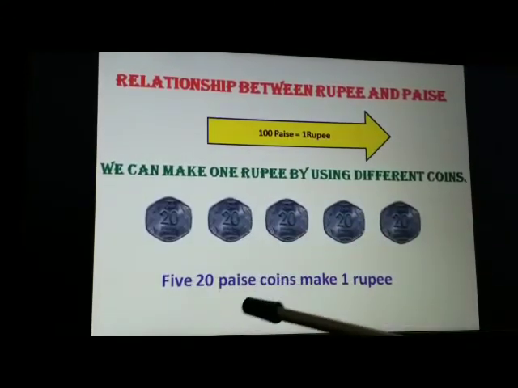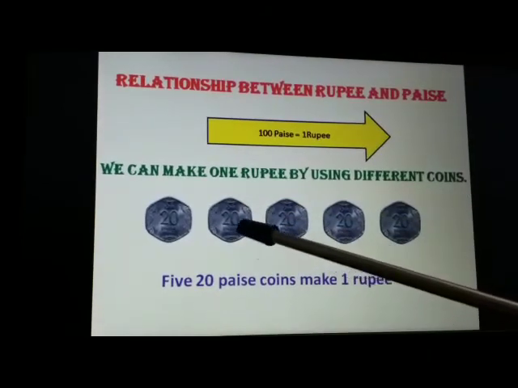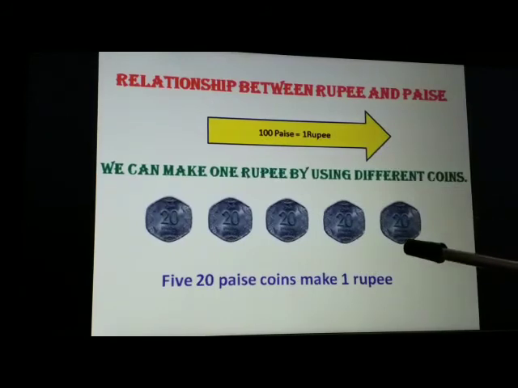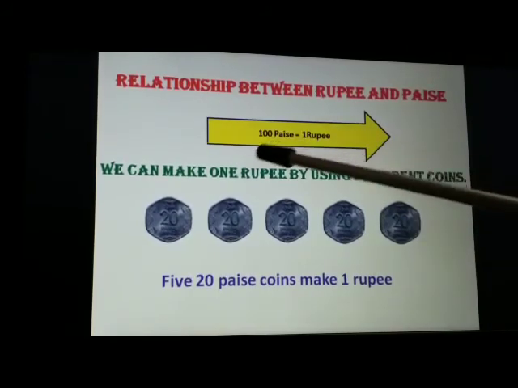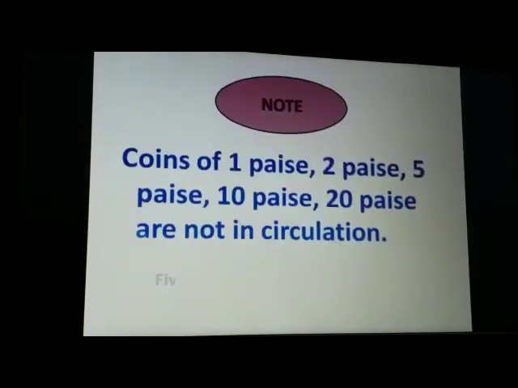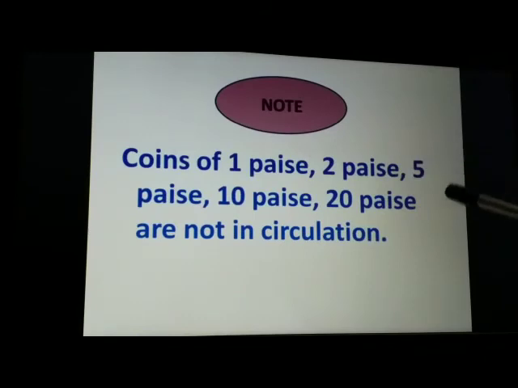Now, 5 20 pice coins make 1 rupee. 20 plus 20, 40 plus 20, 60 plus 20, 80 plus 20, 100. And 100 pice is equal to 1 rupee. Now, coins of 1 pice, 2 pice, 5 pice, 10 pice and 20 pice are not in circulation anymore.